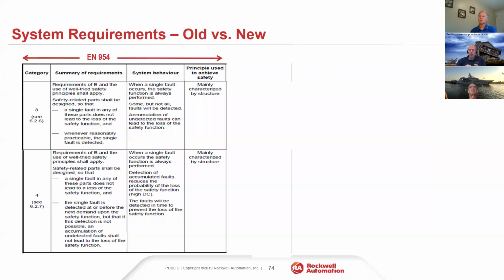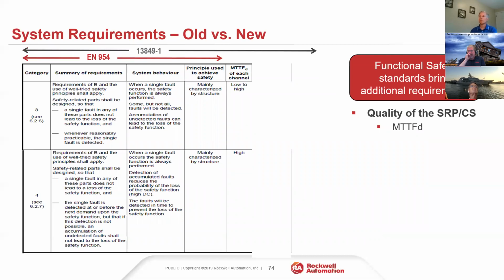So how we do it is we take what we had existing in the categories and we add different layers upon that to give us better performance, or a better indication of what the circuit is going to do, how it's going to perform. So the first thing we add is a mean time to failure dangerous of each channel. What that's keying in on, if you remember what SRPCS means, the safety related parts of the control system, is the quality of the components used in your safety circuit. What is the mean time to failure dangerous? Because we only care about dangerous failures, right? What's the mean time to a dangerous failure of the components you use in the system? That's going to impact the performance of the circuit.